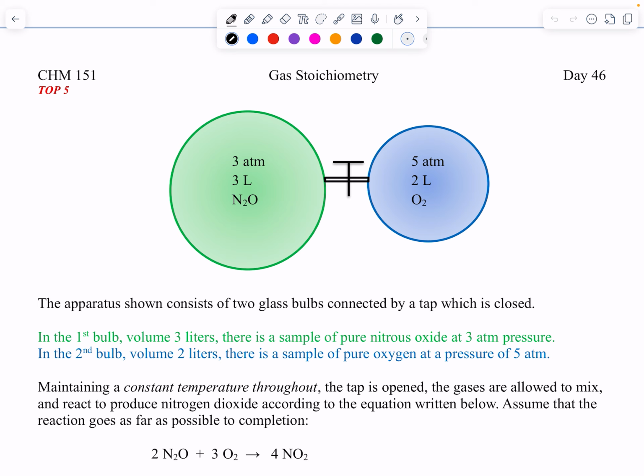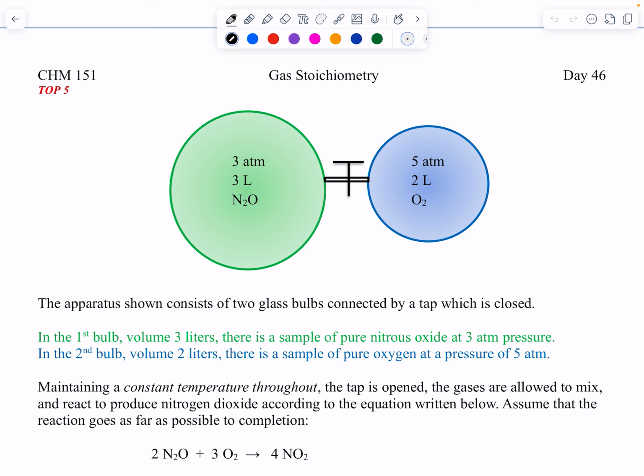And I love these problems. This first one's top 5. All these problems I stole from Michigan State. I love them. They're great. So I don't remember if it was Dr. Hunter who wrote them or not, but this one and then the next few are from a test. And they're great. All right, so let's dive in.